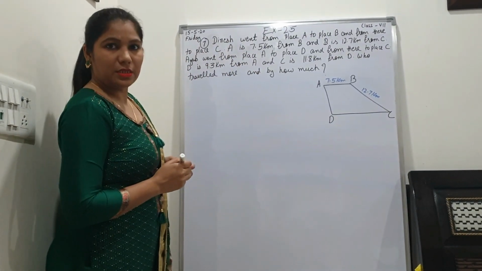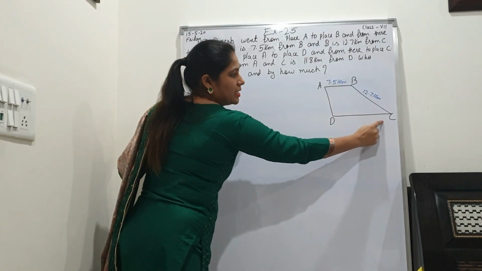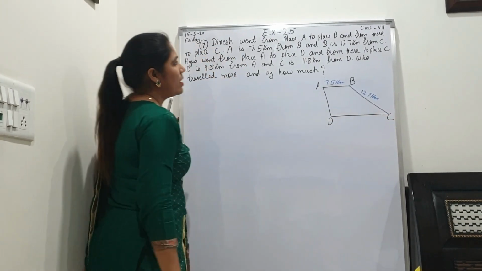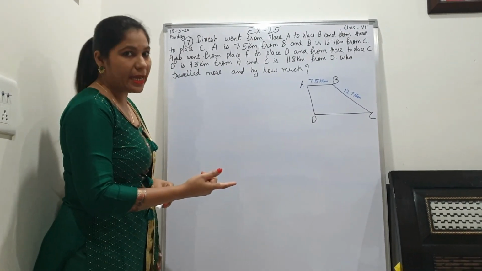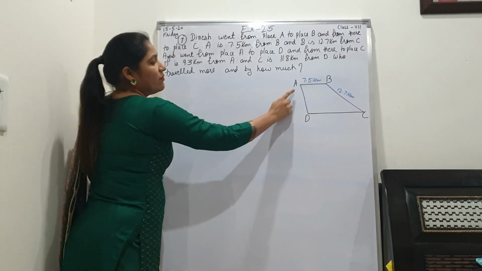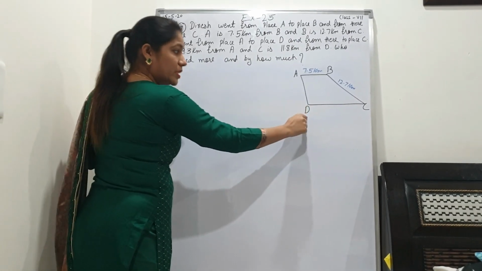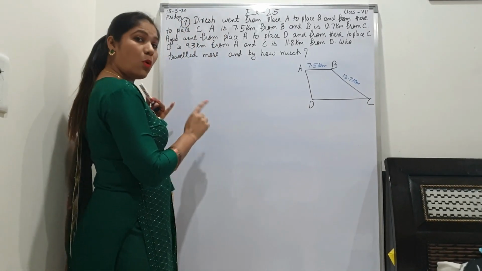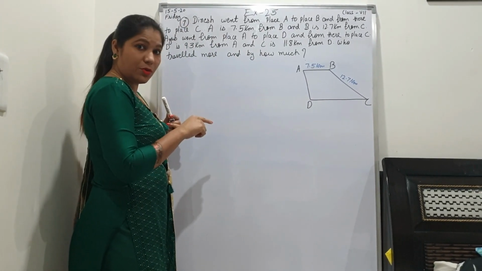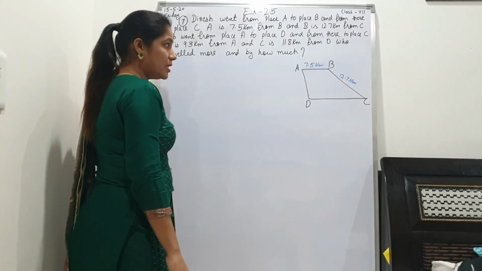Now there is a person, Dinesh. He went from A to B, then B to C. He reached at C. Next, Ayub went from place A. This is another person, that name is Ayub. He went from place A to place D, and from there he went to place C. It means both persons, Dinesh and Ayub, reached point C.